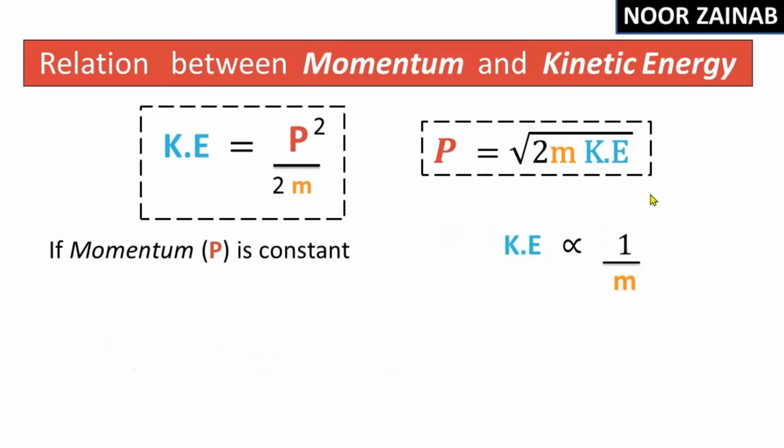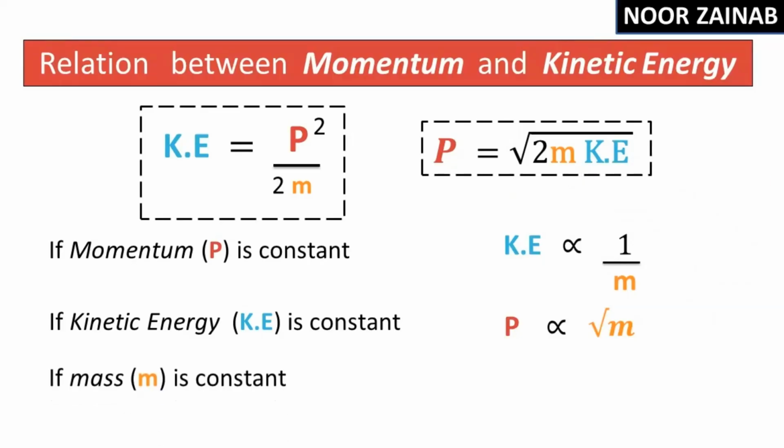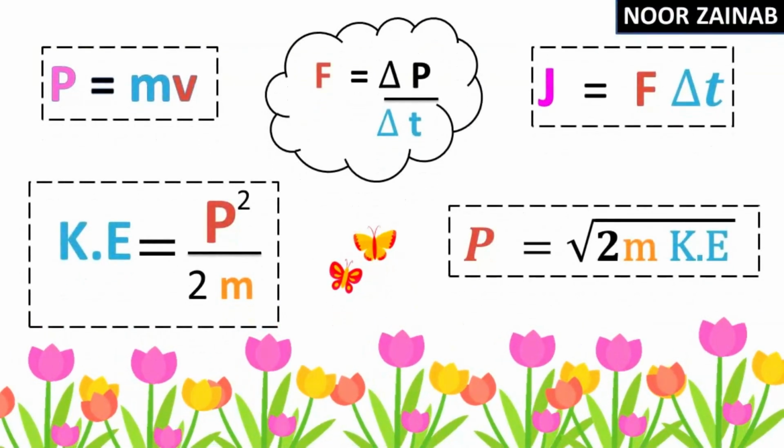Similarly, if the kinetic energy of the object is constant, then the momentum is directly proportional to the square root of the mass. Lastly, if the mass of the object is constant, then the momentum is directly proportional to the square root of the kinetic energy. Here you can see all the formulas which we have discussed in this video.